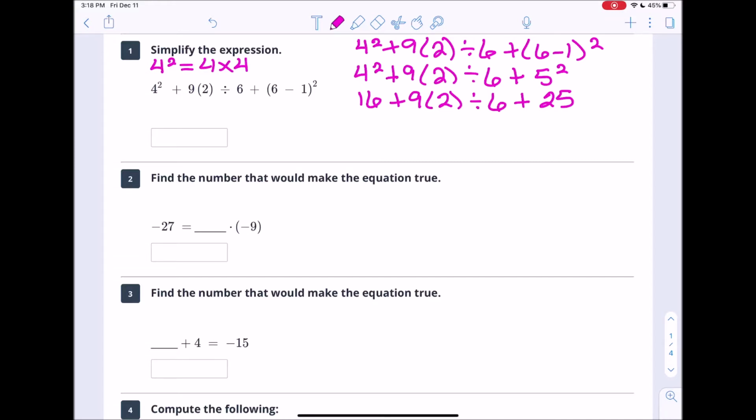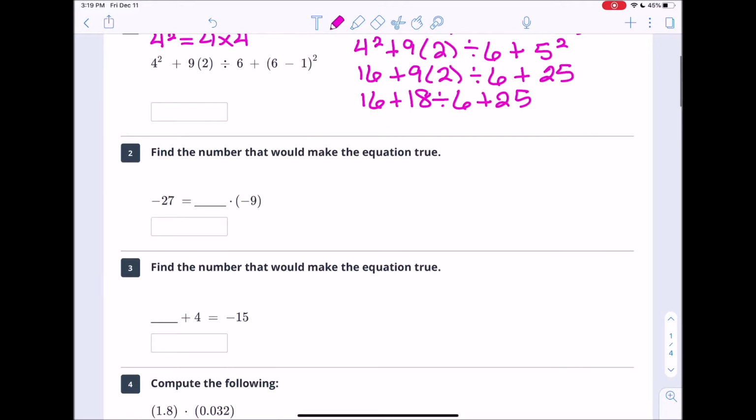Now the next step in order of operations is multiplication or division, whichever one happens first from left to right. So remember, it's like reading a story. We go from left to right. So we're going to start at that 16. We're going to ignore the 16 and the addition. But we do have 9 times 2, so that's our first multiplication. So that's going to be 18, and then we have 18 divided by 6 plus 25.